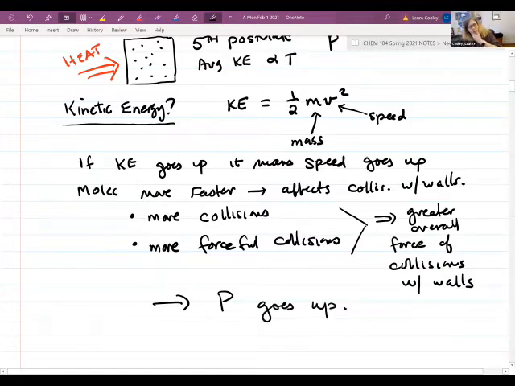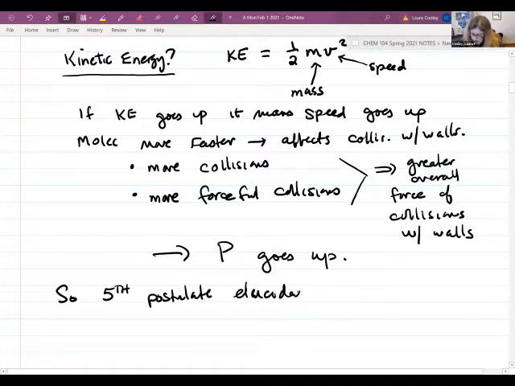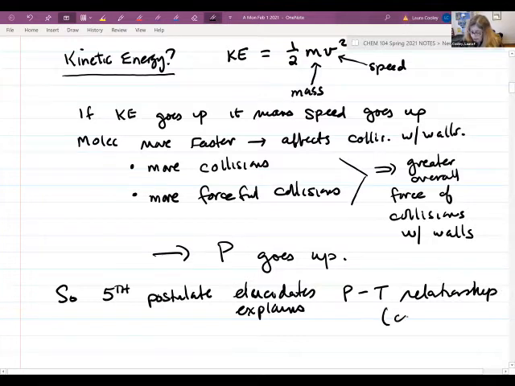So the fifth postulate explains why pressure increases with temperature. It might not tell you it's exactly proportional, but it certainly tells you why that happens. So the fifth postulate sort of elucidates, explains the PT relationship at constant volume.